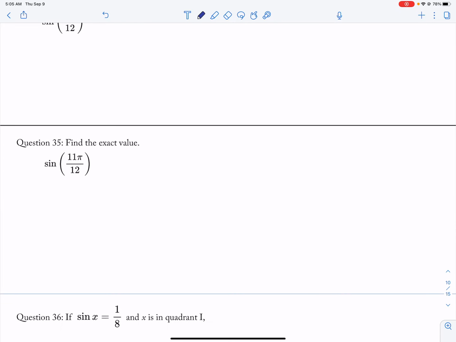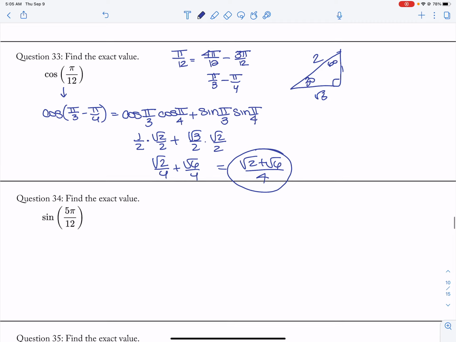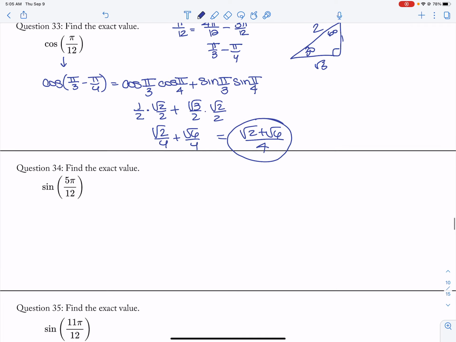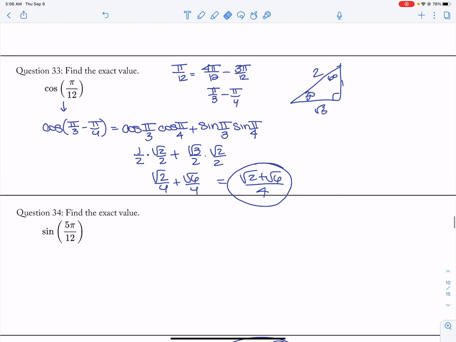11 pi over 12. Oh man, I found it for cosine. What I was going to say is that I could have used, if I had found it for sine, right? So if I had found sine of pi over 12, I could have done 12 pi over 12 minus pi over 12. So I could have used something that I already had if I wanted to, which maybe I do. In the end, it might be easier, when you're looking at these fractions, to think about certain things, like, oh, I could just do this, and then get it. So maybe I'll do that, because pi over 12 we just kind of did for cosine.